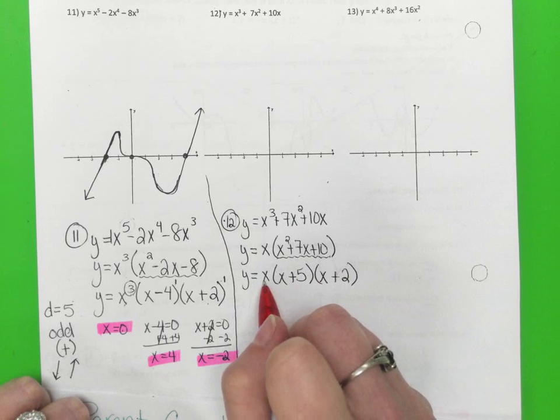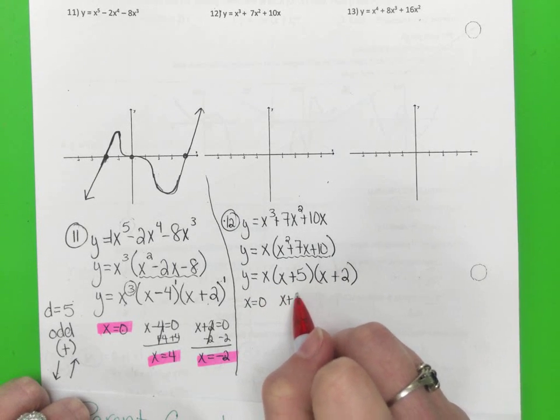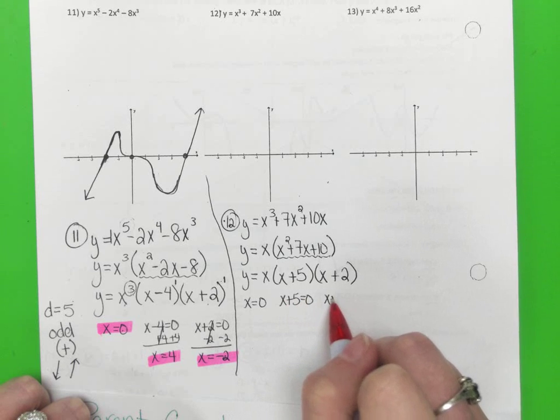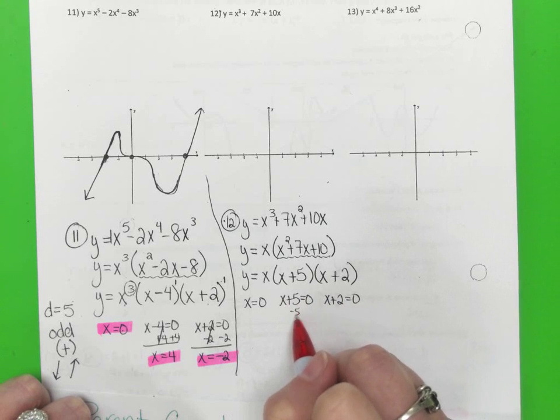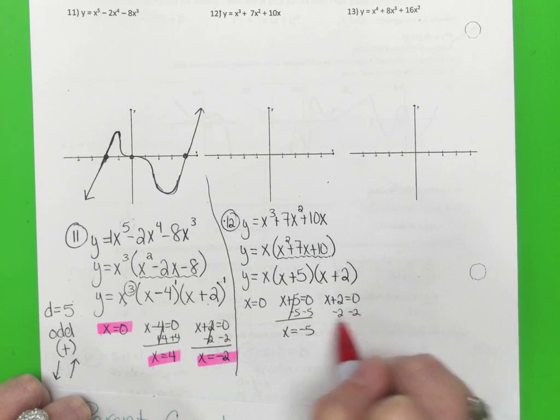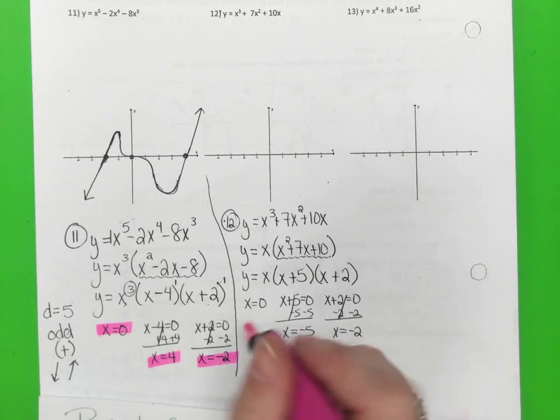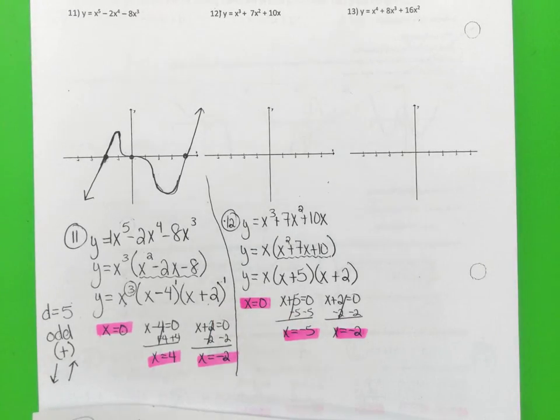Let's split them up. I have x equals 0, which doesn't change. I have x plus 5 equals 0, and I have x plus 2 equals 0. Subtract the 5, you get negative 5. Subtract the 2, you get negative 2. So I have 3 points: 0, negative 5, negative 2.